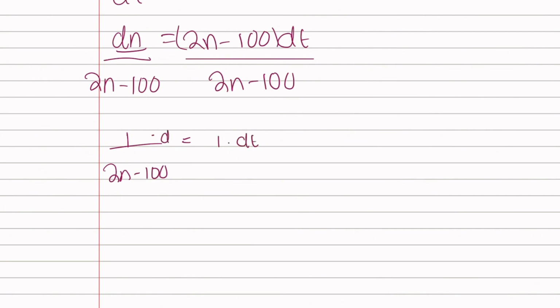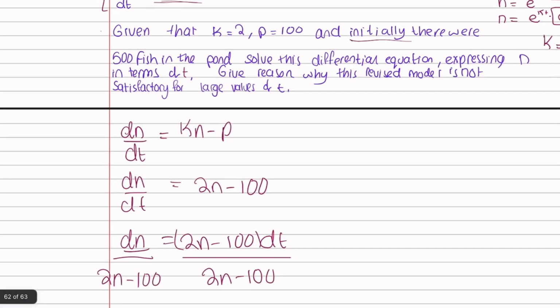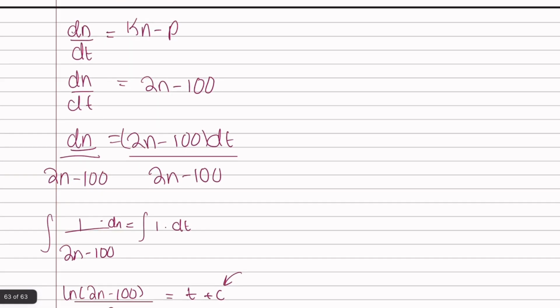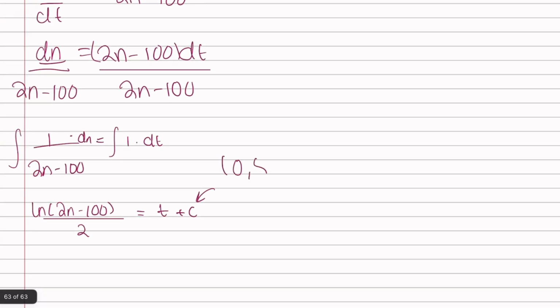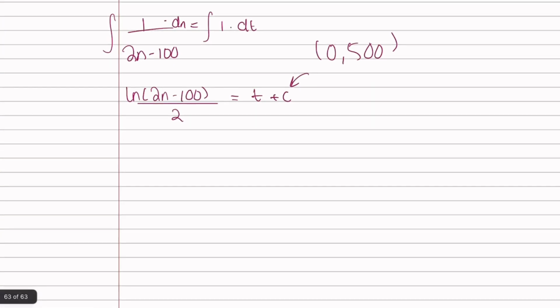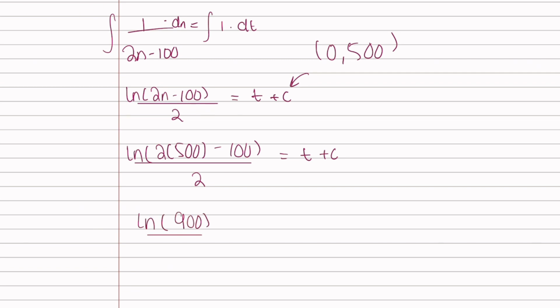Now we can integrate either side, and we're going to say it's ln of 2n minus 100, divided by the derivative of what's inside, equals t plus c. Now he wanted it to be just in terms of t, so we're not going to be using this constant anytime soon. And given this initial condition, which was 0, 500, we're able to figure out what c is. So ln of 2 times 500 minus 100, divided by 2, must equal t plus c, which is just like saying ln of 900 over 2 equals t plus c, with t equal to 0. So c is equal to ln of 900 over 2.